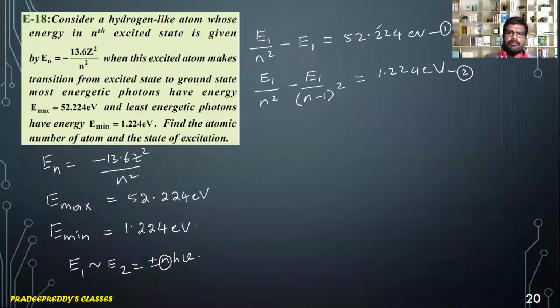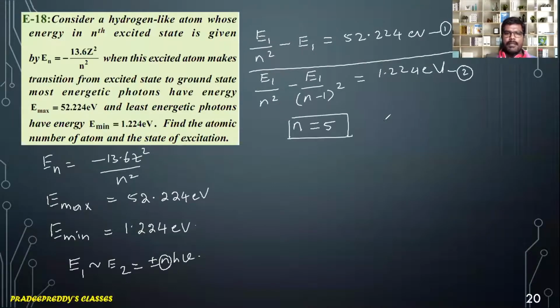Now you try to solve this. You can take the ratio of these two. E1 in the numerator and E1 in the denominator get cancelled. The leftover will be only n, which is not known to you. And if you evaluate this, you will get n is equal to 5. That means the state of excitation is 5.